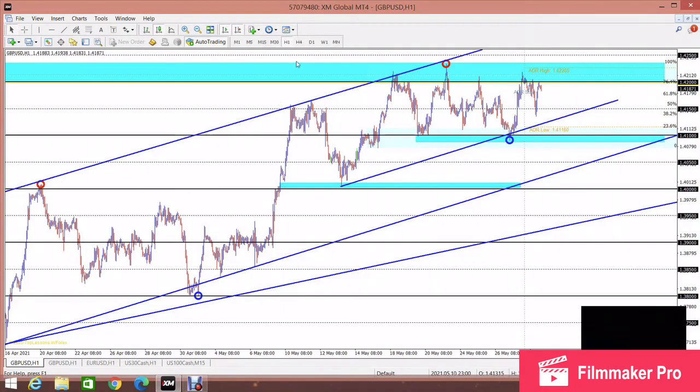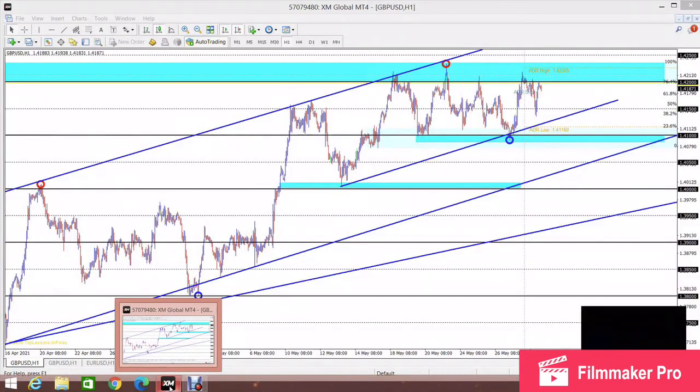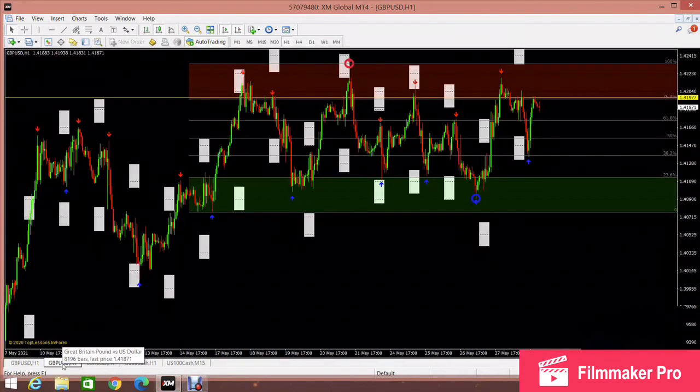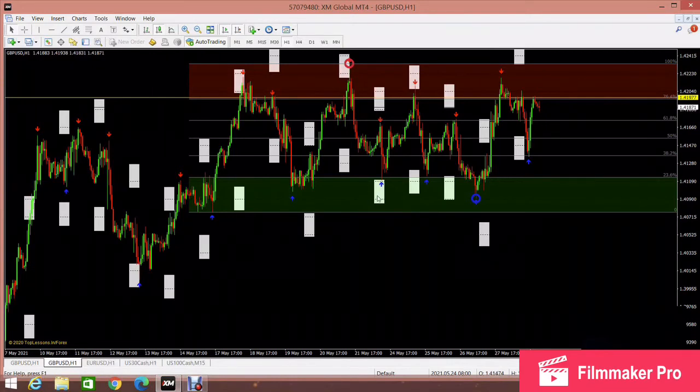So now let's go back to the system. As you can see, like I said, if you're looking to scalp trade, find out what your overall trend is. If your overall trend is a buying trend, then you're looking to buy the bottom stop hunt boxes.